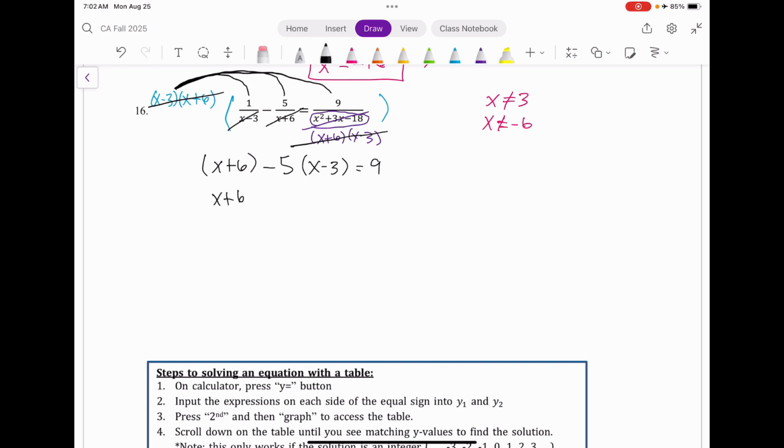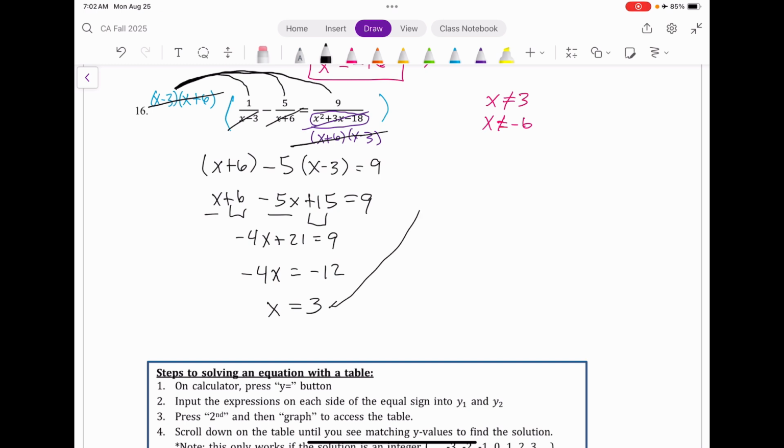All right, so we'll solve it from there. So we'll just drop the parentheses here, distribute the minus 5, combine like terms. 9 minus 12, and then divide by negative 4, so x equals 3. We see that's a restriction. We can't equal 3. That's an extraneous solution. So we say there's no solution, or use the null set indicator if this was a homework problem.